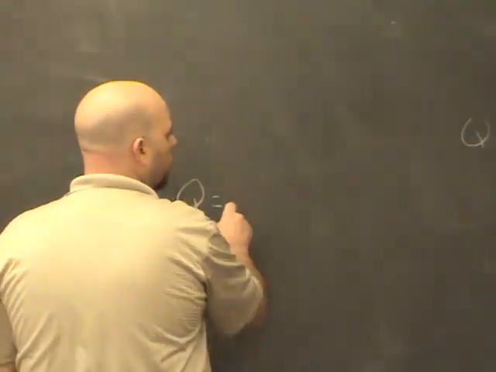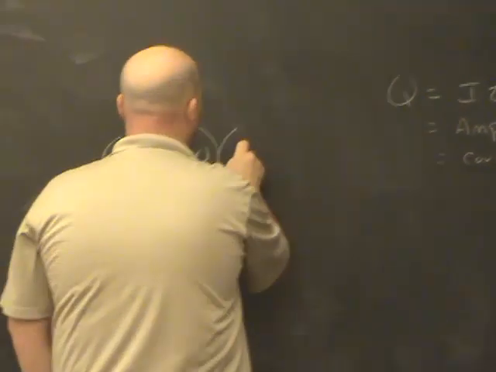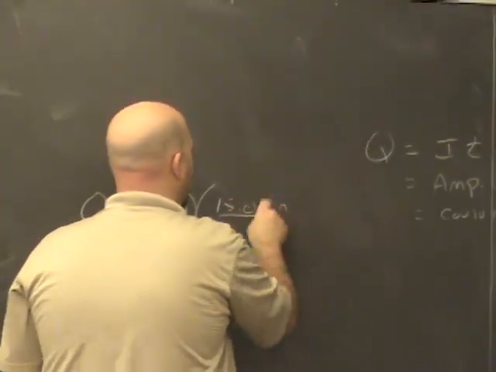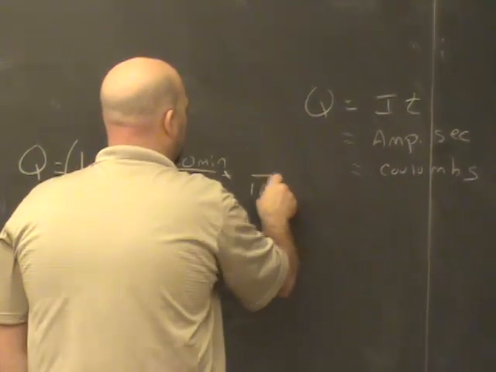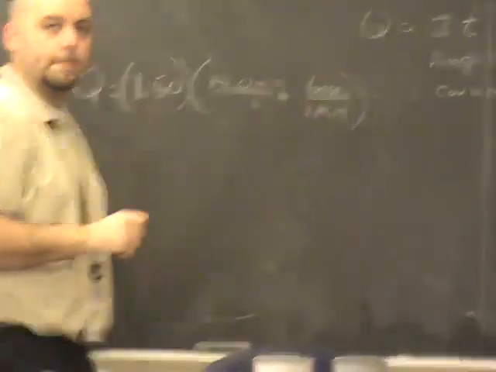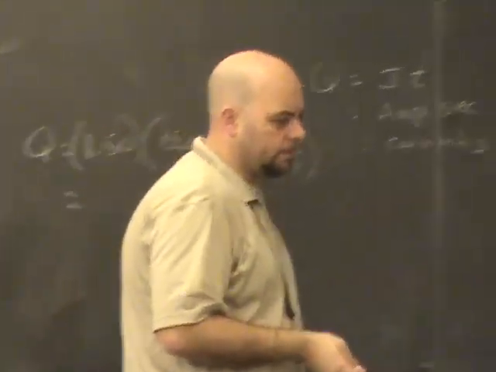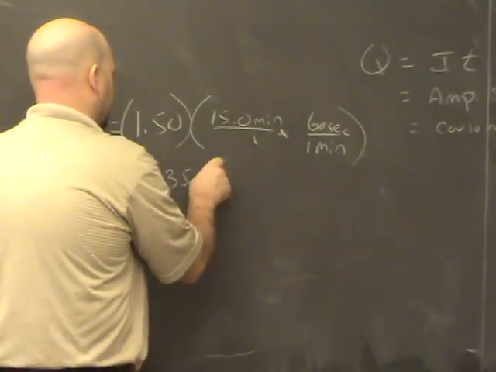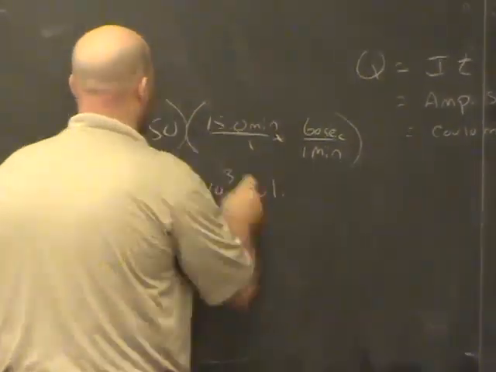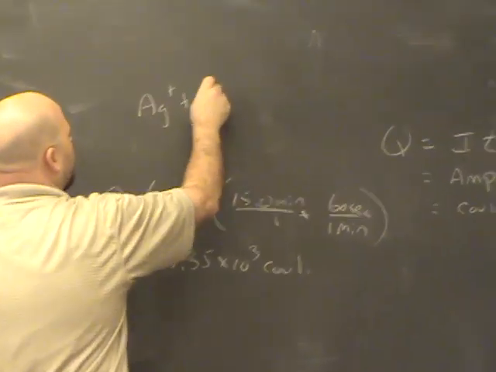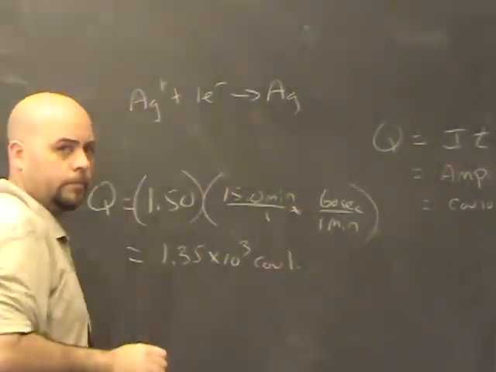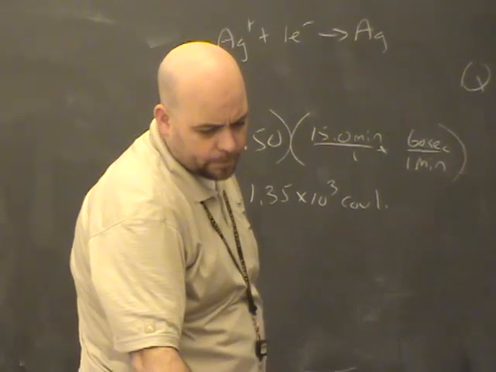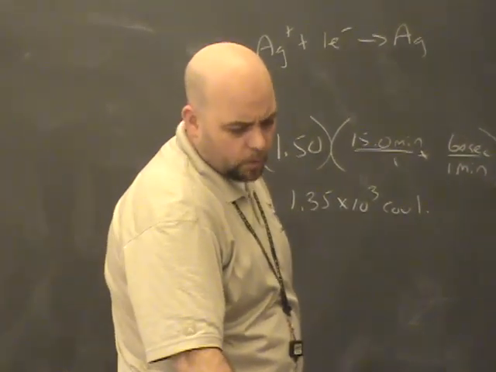So Q equals 1.50 amps times 15 minutes, and 1 minute is 60 seconds. Doing this, my answer comes out in coulombs. I get 1.35 times 10 to the third. Now again, remember, I'm taking silver ion and making silver solid. Back to the question. It's such that it's deposited. What is the mass of silver?